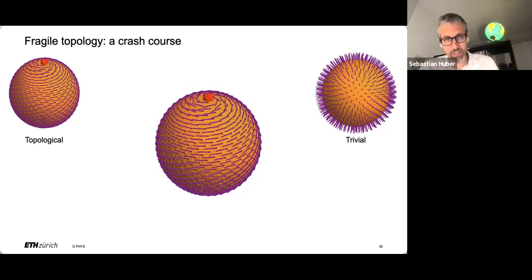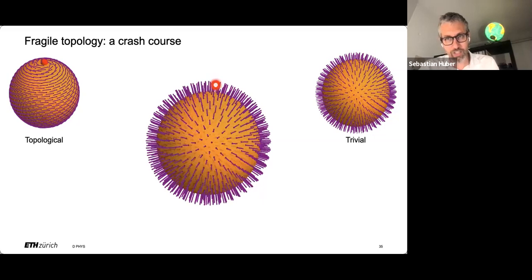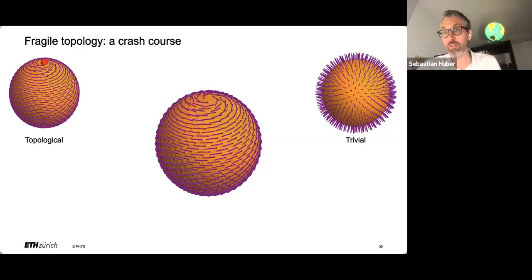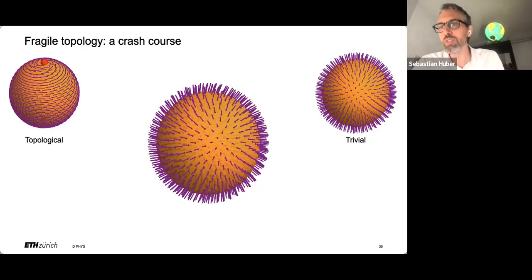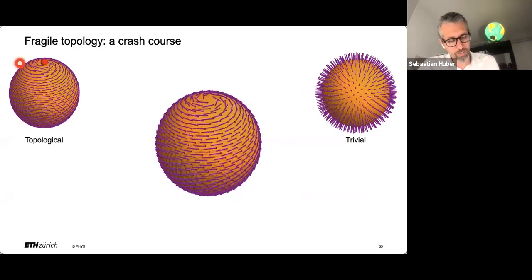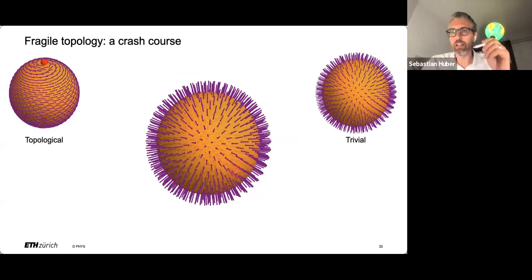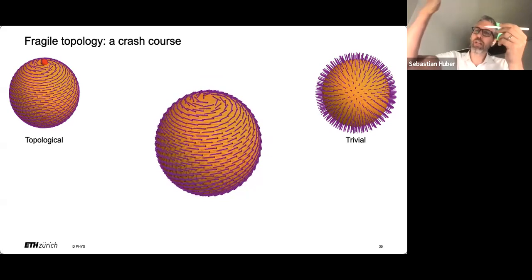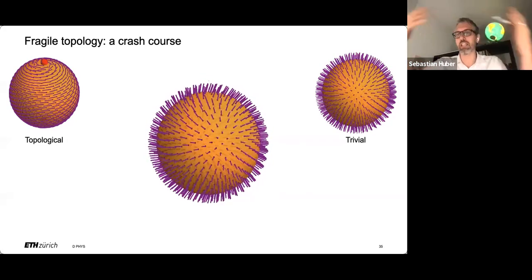Now if I put them together, then I can lift that annoying swirl that I have on the back of my head. I can just lift it and get rid of that singularity. So that's indeed the most trivial example of fragile topology, where you have a topological manifold, you add a trivial manifold, and the sum thereof is trivial. And in the band context, that just means I have a band which is topological, I bring in another band which is trivial, and together all of this is trivial.